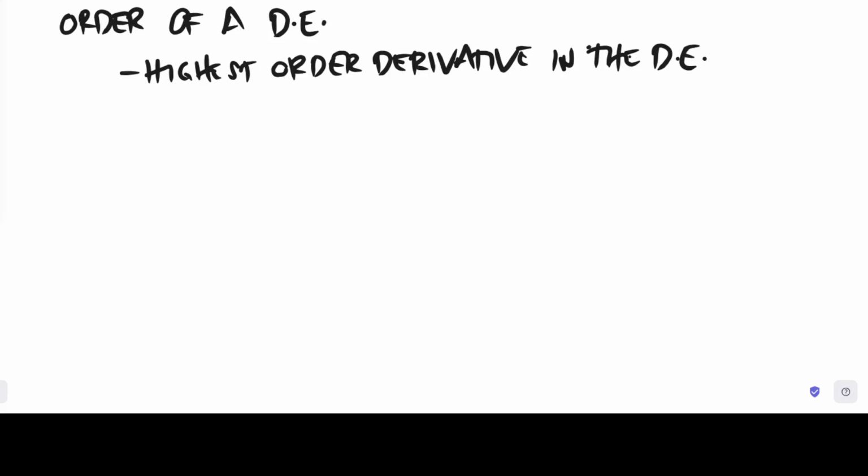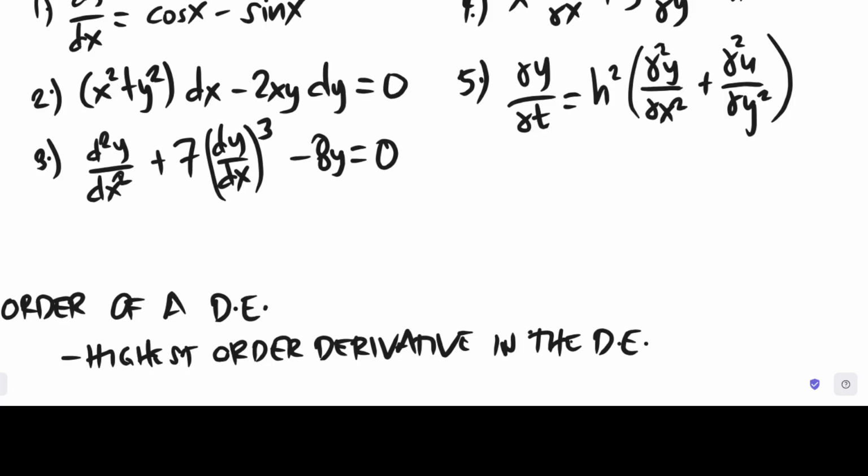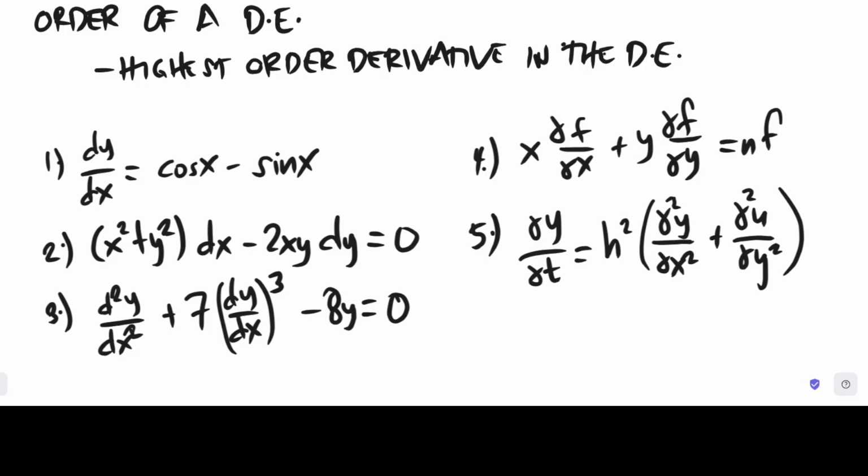Okay, so let's go back to our previous examples and try to determine the order of each. Start with number 1. For our example number 1 earlier, we have dy over dx is equal to cosine x minus sine of x. So in this example, the highest derivative in this DE is dy over dx, or order of 1. So this DE will be of the first order.